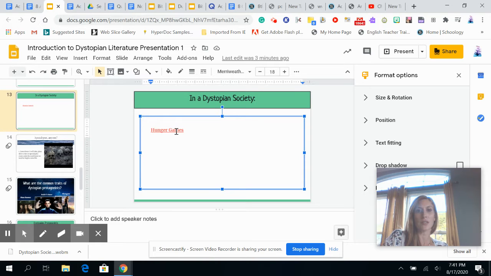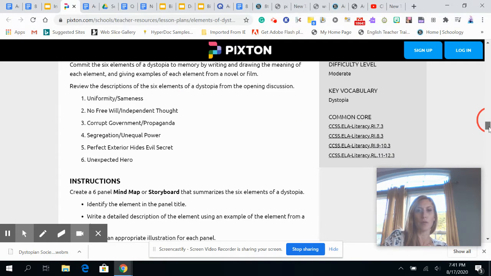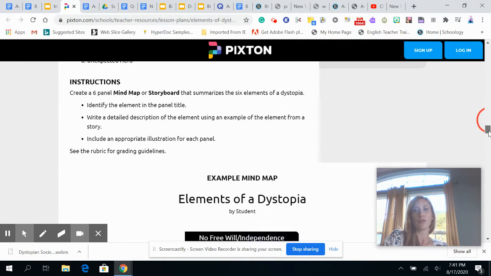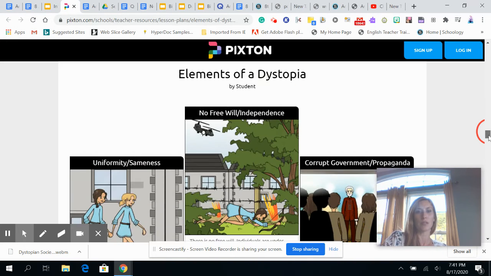So in this slide, when you click on this link, it takes you to Pixton. And you're going to see here that the author of this took those elements of a dystopia and applied them to Hunger Games in a really helpful way. So whether or not you've read the Hunger Games or seen the movies, these are still helpful examples.